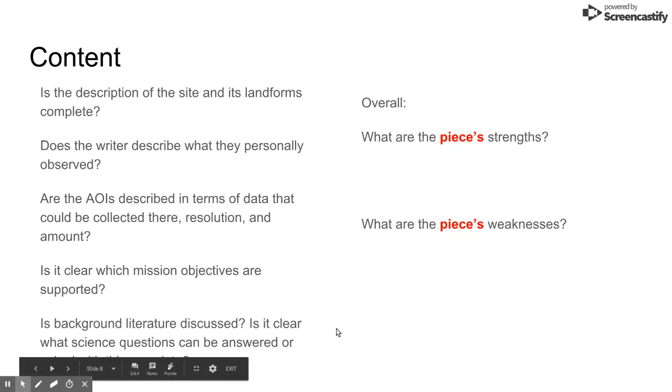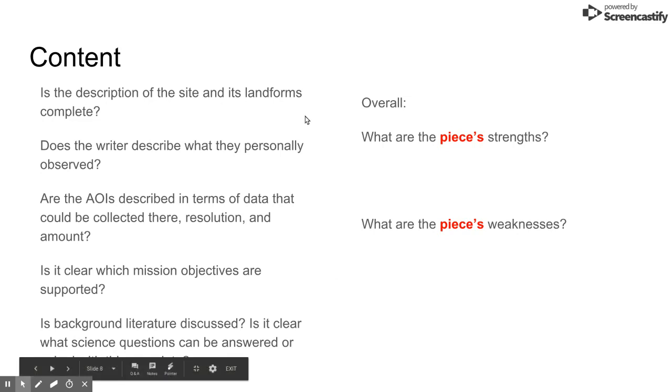Content. This is where I put the weight and the majority of the time that I would spend on a peer review: the actual content that they're writing about. For us, in this class, these are going to be some of the questions that I'm going to ask you in our in-class activity.